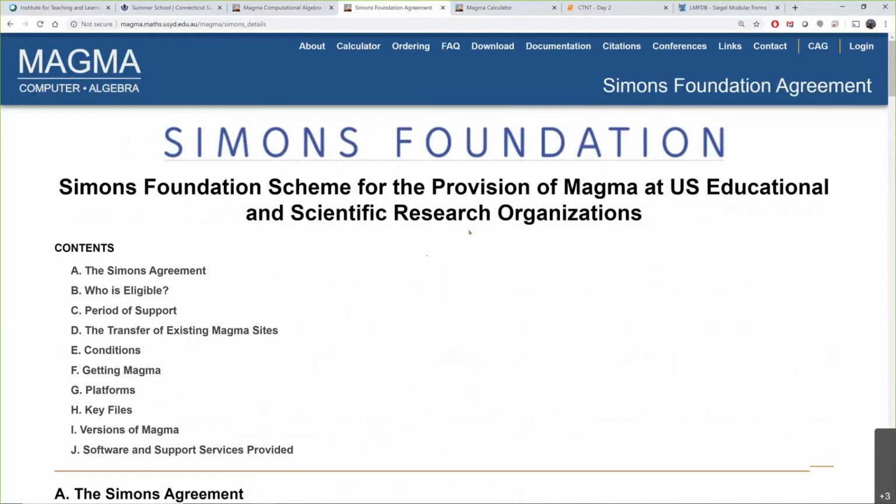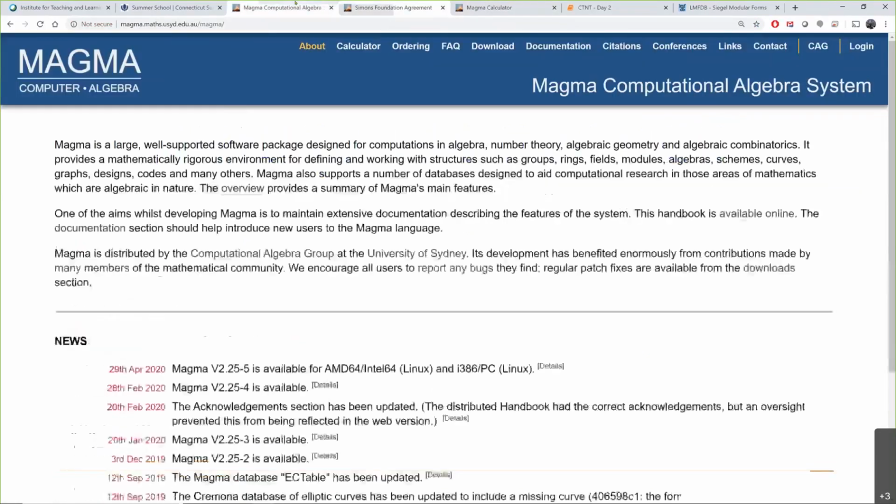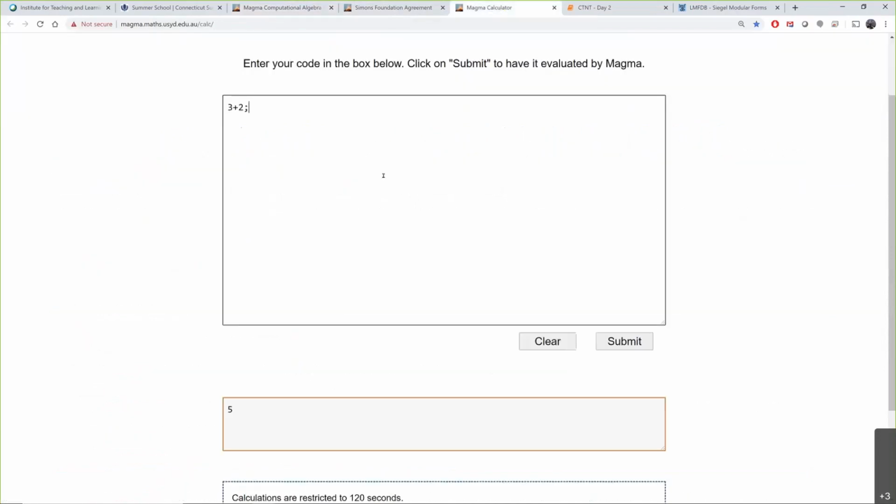You can do Magma if you don't have a local installation. If you haven't installed Magma on your computer because you don't have a license yet, you can still access Magma, and for all intents and purposes, you can do Magma just online. From the Magma page, you can go to calculator, and it will bring you to an online calculator. So if I want to do some Magma code, I can go here and just do 5 plus 7 and submit it.